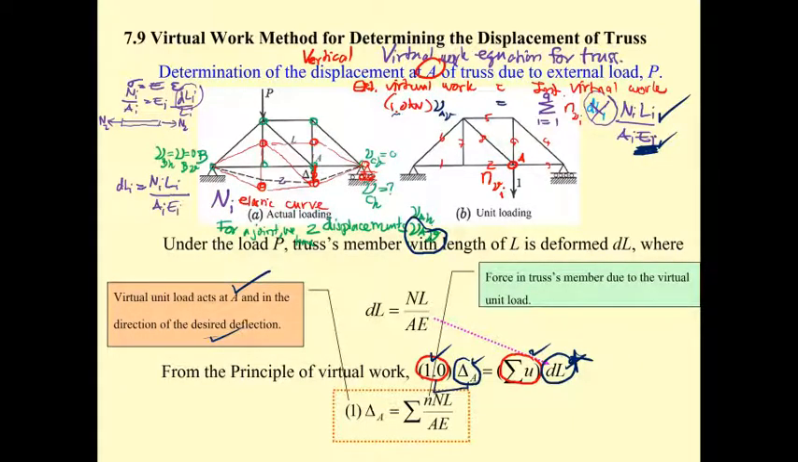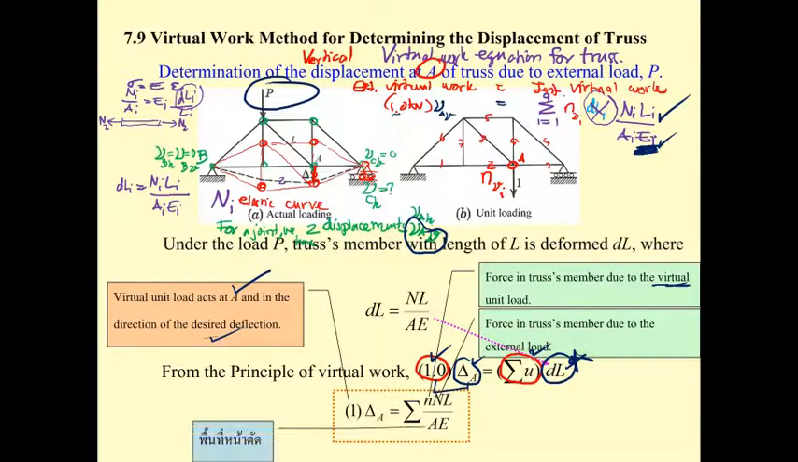And small n is the force in the truss member due to the virtual unit load. Capital N is the force in the truss member, but this time due to the real force. Then A is the area, and E is the modulus of elasticity.